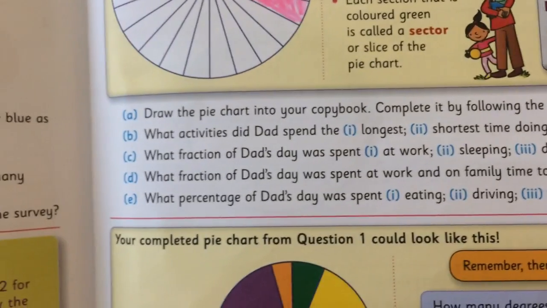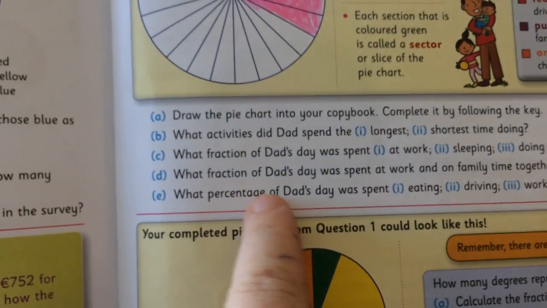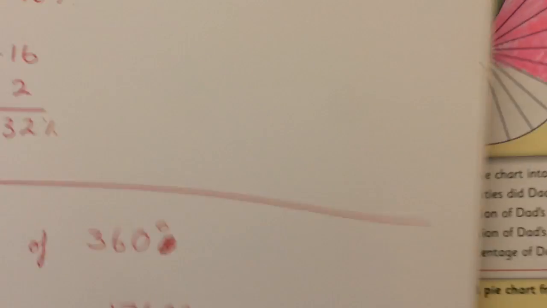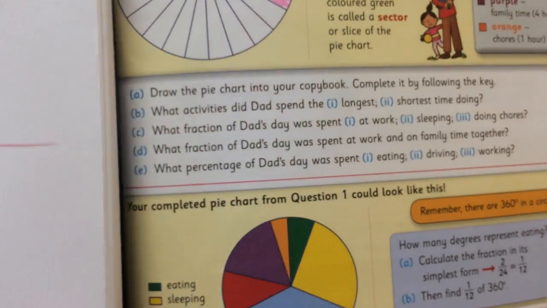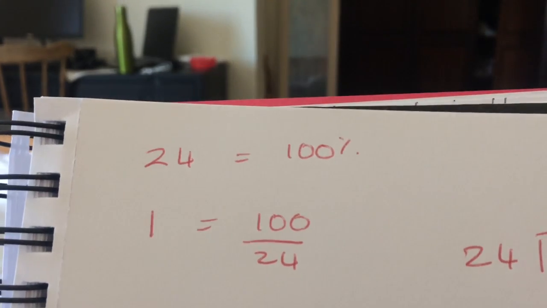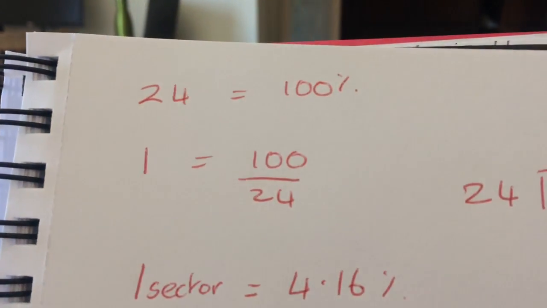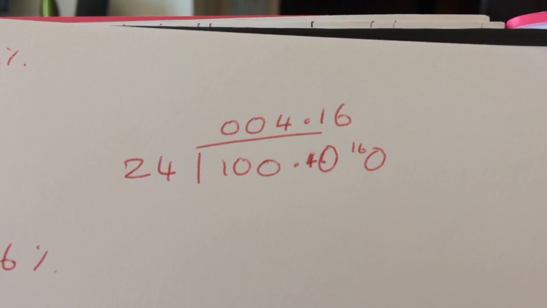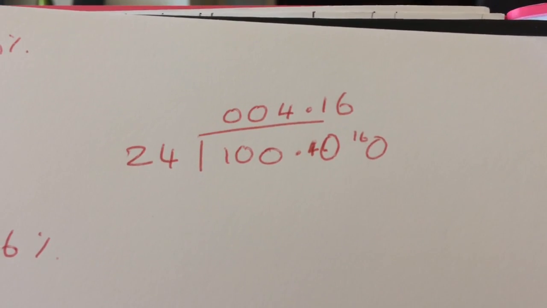Okay, half his day. Now, this is where it gets a bit more complicated. What percentage of Dad's day was spent eating? I have it done out here for you so you can see what we're doing. So let's look at eating. Eating is 2 hours of his day. So 24 sections is 100%. One section is 100 divided by 24. You divide it out, you use your decimals, you work it out as 4.16.